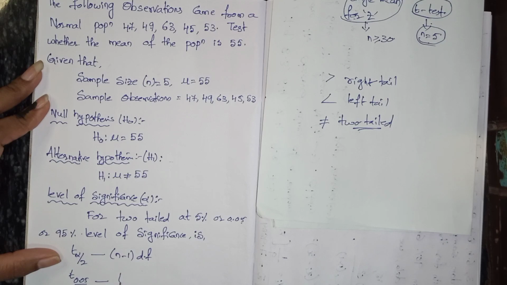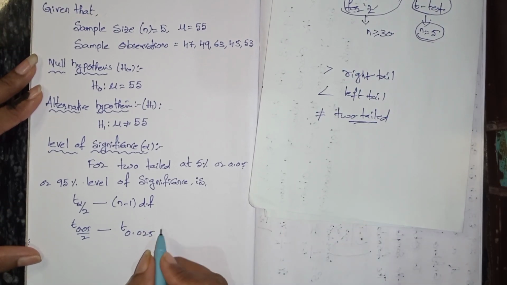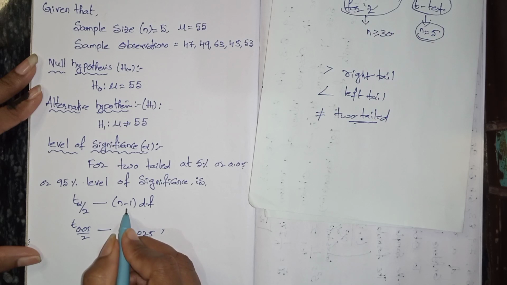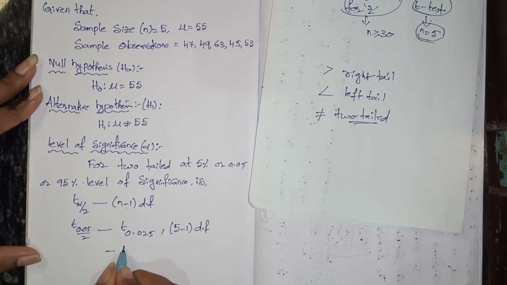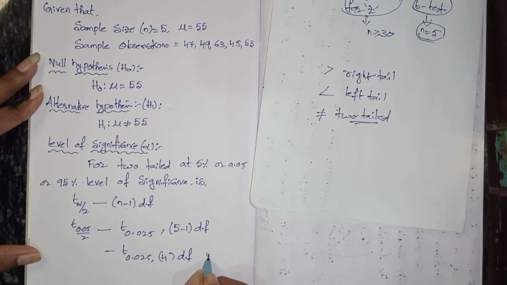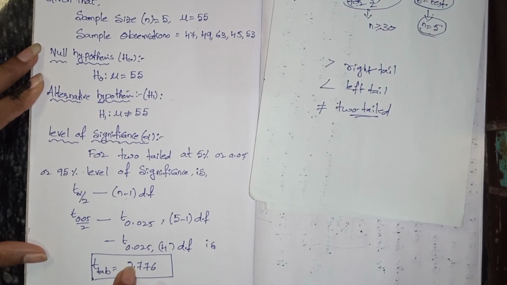That means t 0.025. At 0.025 we have to take the table value with n minus 1 degrees of freedom. What is n here? 5. 5 minus 1, 4 degrees of freedom. That means t 0.025 with 4 degrees of freedom. The table value is 2.776. This is the t table value.